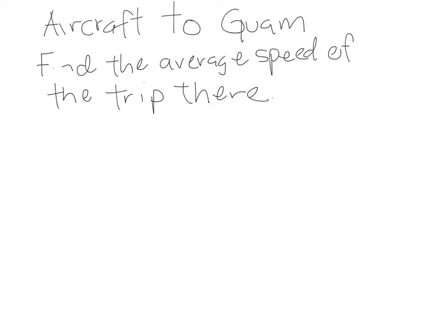To help you figure out these problems, let's do the first one together, the aircraft to Guam. What you need to know is, what are they asking for? Are they asking for distance, time, or rate? The question being asked in the word problem is, find the average speed of the trip there. Remember, average is the same thing as rate. So we're trying to find the rate that it took going there to Guam.